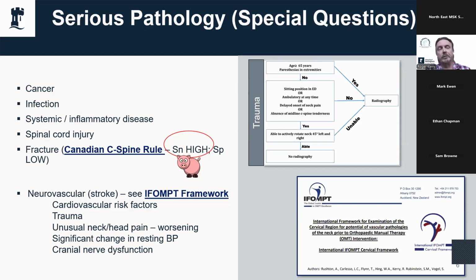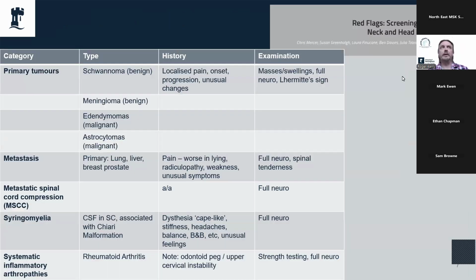mediate and recognize people with essentially the early signs of stroke, and the early signs of stroke from particular parts of the body, i.e. the carotid and the vertebral vessels, have the potential to present with headache and neck pain. So we need to ask specific things about that, but I am going to go into that in quite some detail. So that's what we're thinking about.